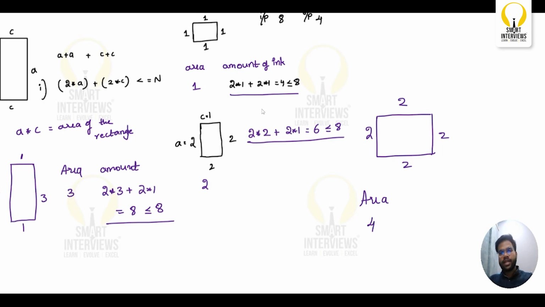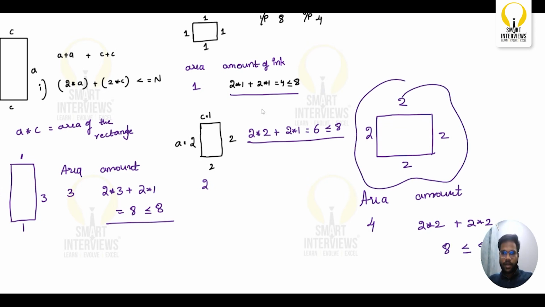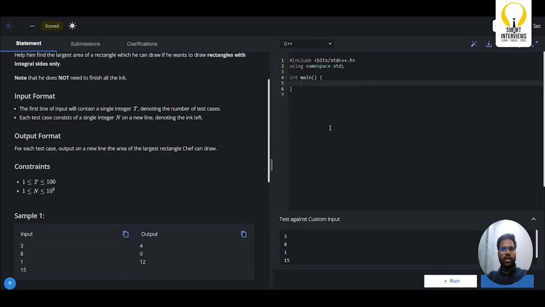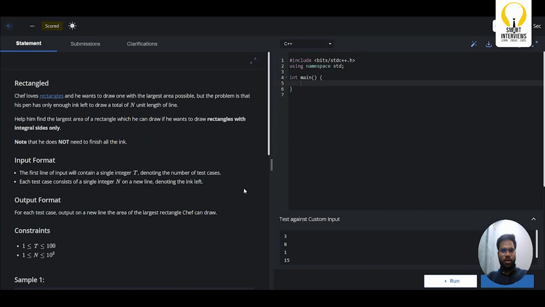Now we'll need to calculate the amount of ink taken to draw this rectangle, which is equal to 2 into 2 plus 2 into 2. Simple. I replace the value of A with 2 and I replace the value of C with 2. So this will be 8 now, which is again less than or equal to 8. So we can draw this rectangle. Now what is the maximum area that we got? 4.